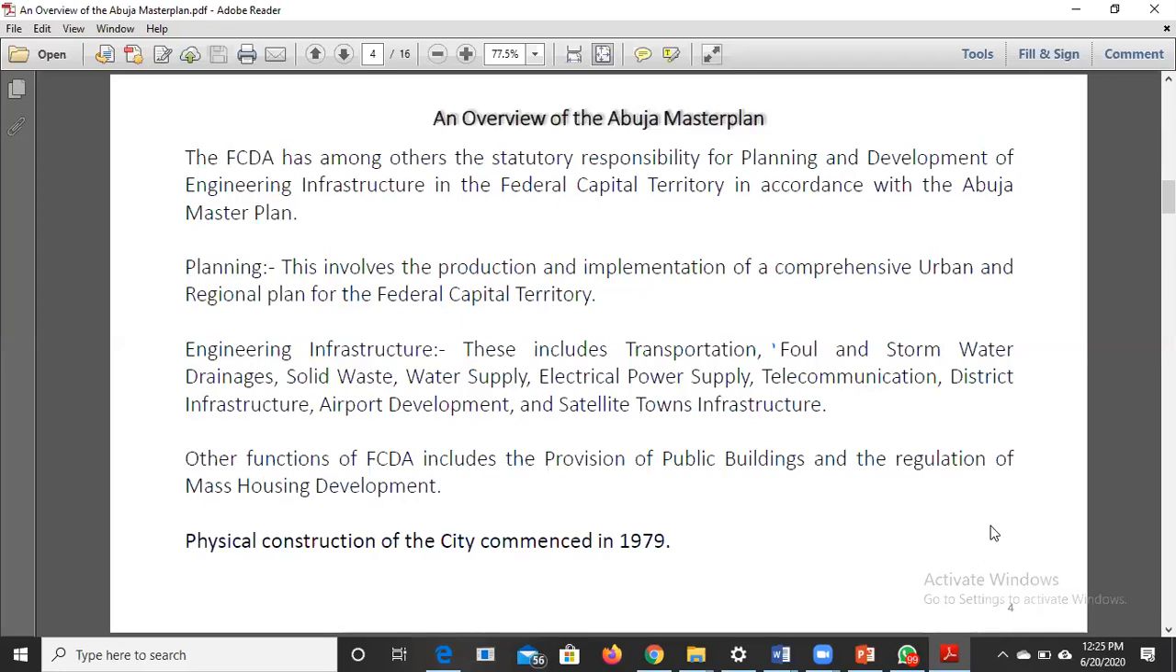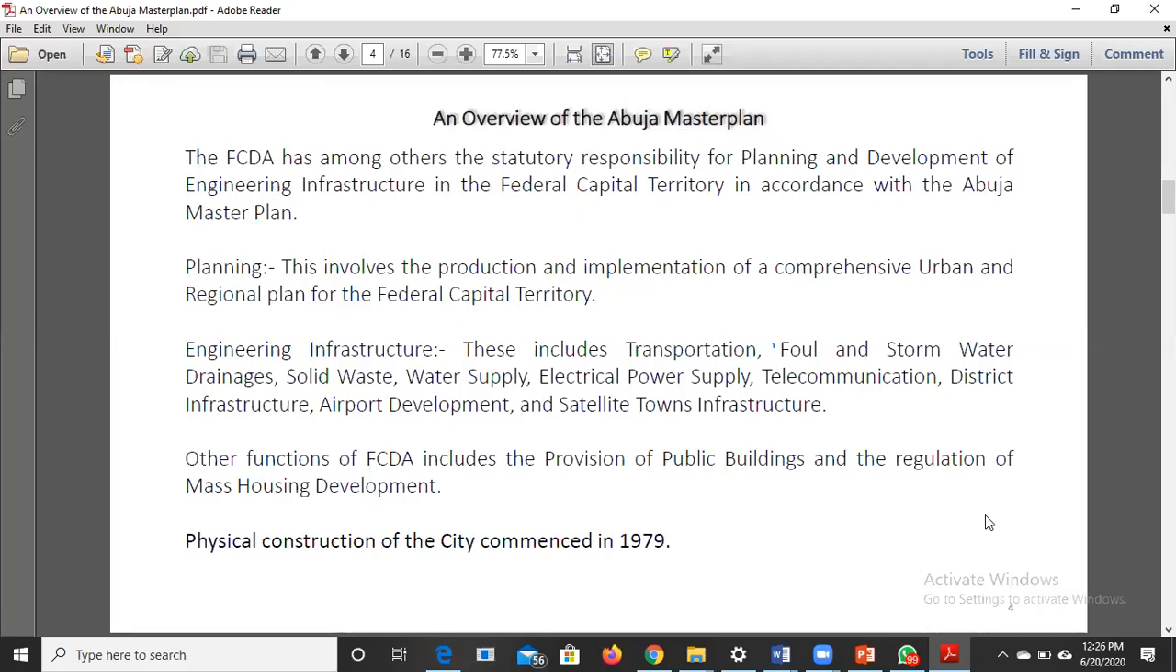But the purpose of this lecture is to encourage engineers to look for the master plan. Because if you are practicing in Abuja and you don't have an idea of the master plan, you will not understand what I'm saying until you know what the master plan is. I wouldn't want to say you are practicing blind, but it's sort of something like that. You need to understand what the master plan is all about, because everything we're building in the city is implementation of the master plan.